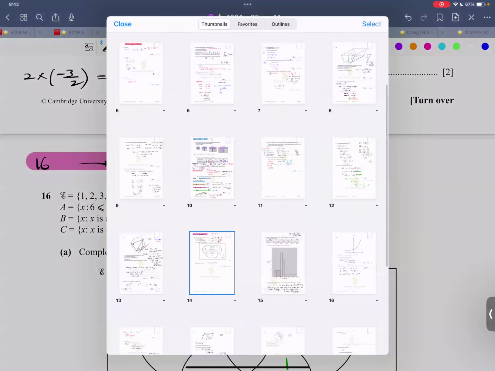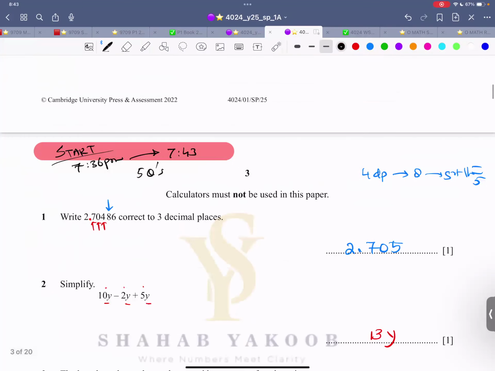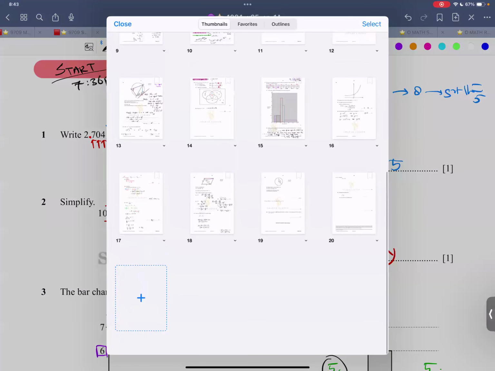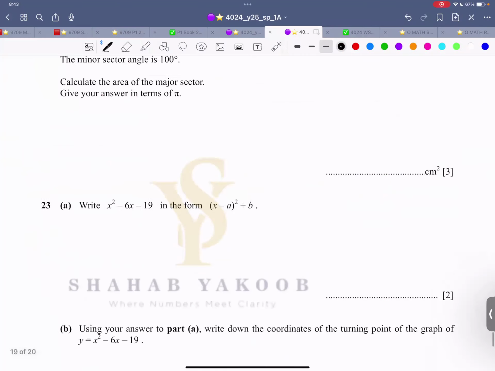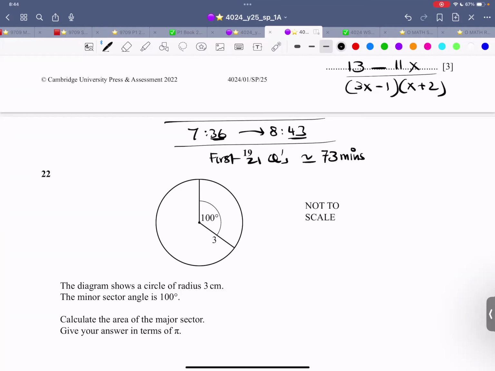And what time did we start? We started at 7:36. This is 8:43. So now 7:36 till 8:43. That is 1 hour, 13 minutes for the first 21 questions. That is 73 minutes with a small azan break.